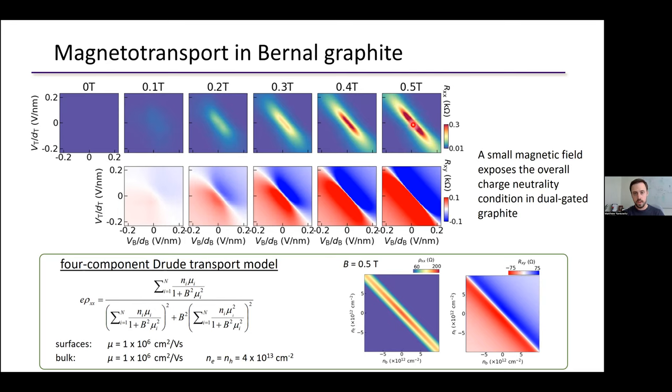If I were to turn off the gate voltages and just look at 0, 0, then I would see that there's a very large magnetoresistance. And this has been well understood from graphite, and indeed is true in many compensated semi-metals. What we see additionally by gating is that this large magnetoresistance persists even as we add more charges to the system, as long as we keep it neutral overall.